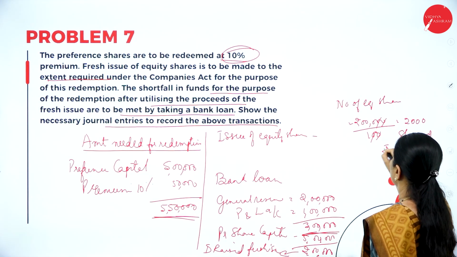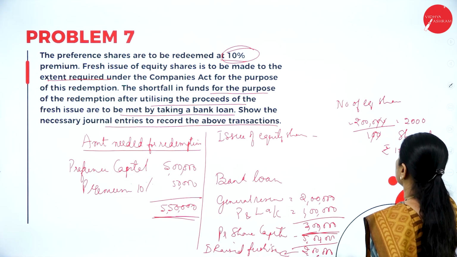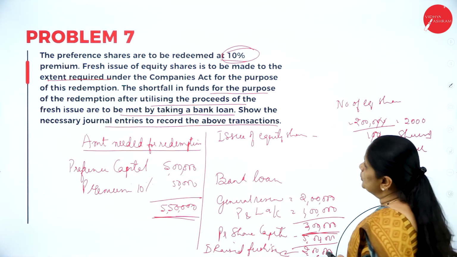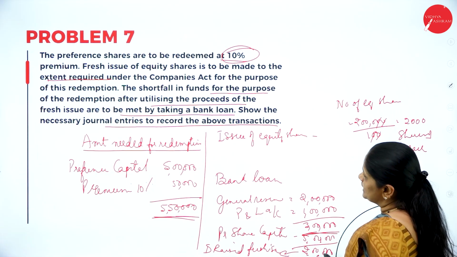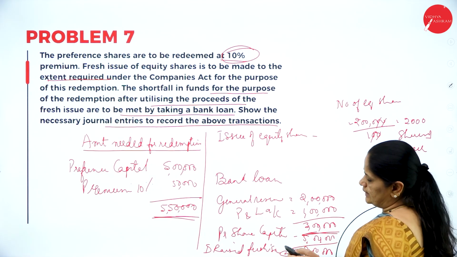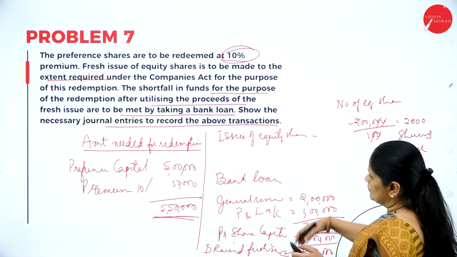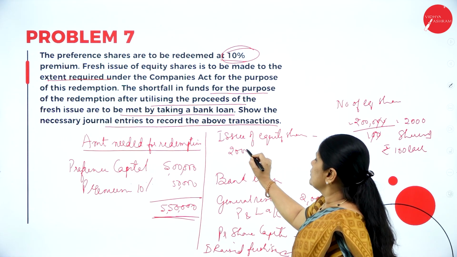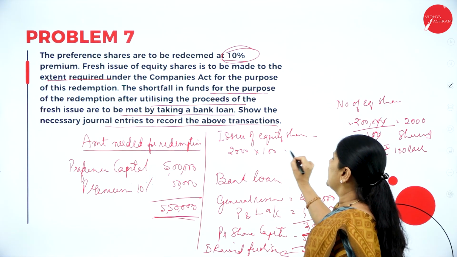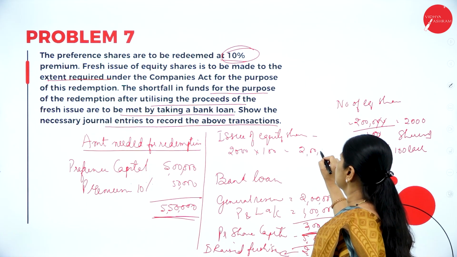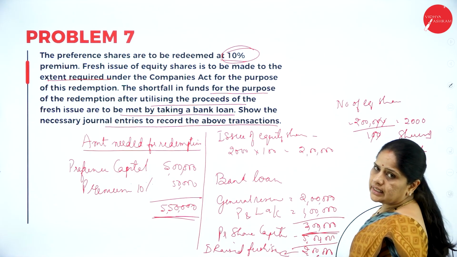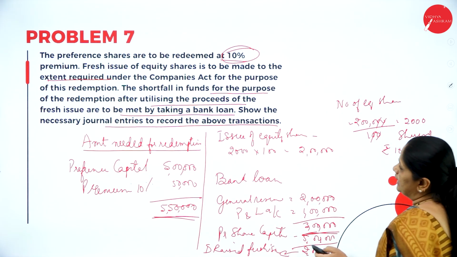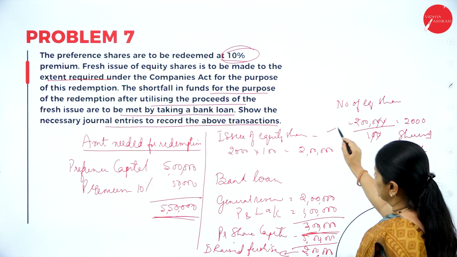2,000 shares of rupees 100 each. So we have to issue 2,000 shares of rupees 100 each. Then we will first finish off all the transactions. So here it will be 2,000 into 100, that is 2 lakhs. Then next, we have the issue of equity shares.